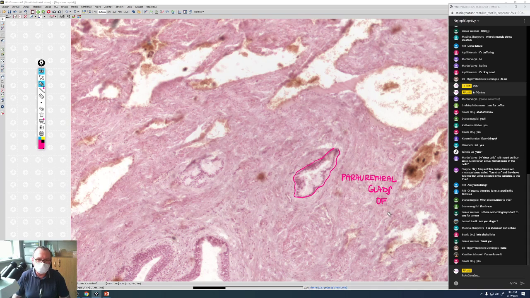Paraurethral glands. Almost. Of Littre, double T is there. Of Littre. Yes, it is. Yes, okay. The glands of Littre. And this is another one here. Yeah, another one. Okay.